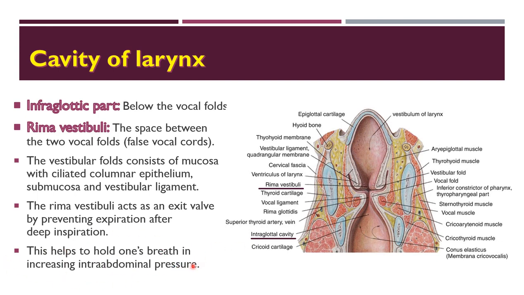This is mainly responsible for certain acts like micturition, defecation, which we do voluntarily, and sometimes even in lifting heavy objects. So the Rima vestibuli acts as an exit valve, so that the inspired air increases the thoracic dimensions, and thereby the intra-abdominal pressure is increased, which is required for certain acts.